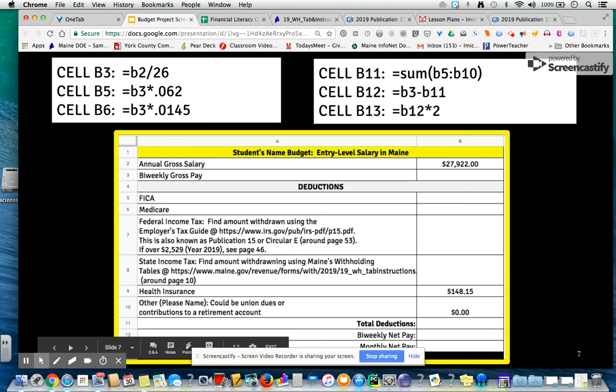Your biweekly net pay is your gross pay minus your deductions. So that will be equals B3 minus B11. And then you will have at least 2 biweekly payments per month. There are 2 other months you'll get 1 extra, but we'll do worst case scenarios. So the formula here is equals B12 times 2.